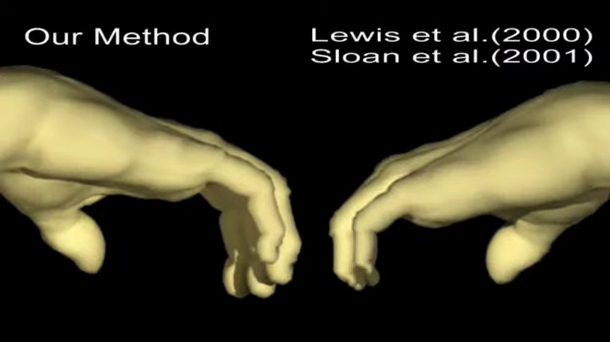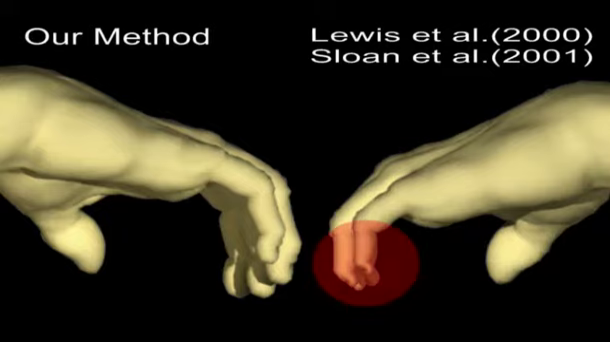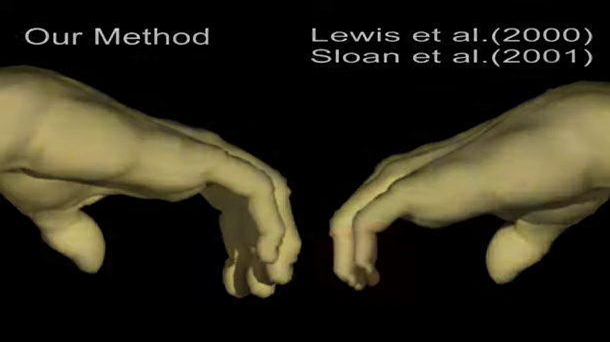Since the finger area incurs a significant rotation, skinning methods based on displacement fields, such as those of Lewis and colleagues and Sloan and colleagues, cannot handle such deformations correctly. The tips of the fingers shrink due to the linear nature of the morph.